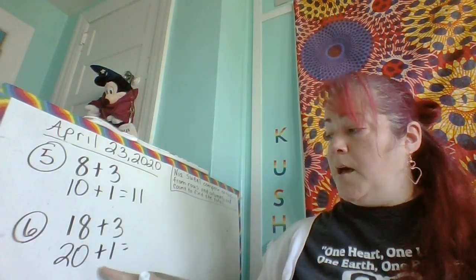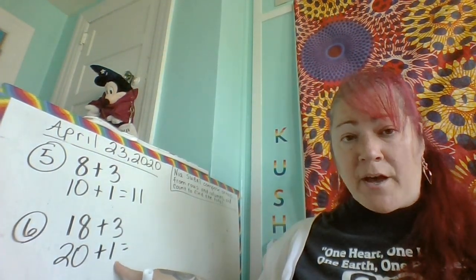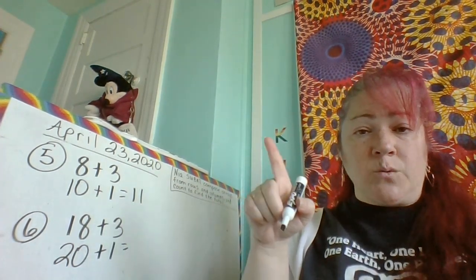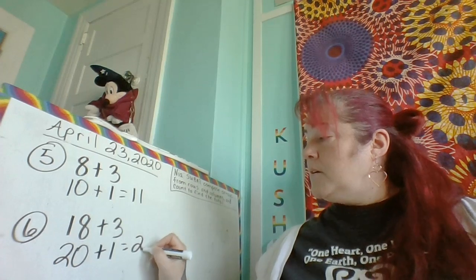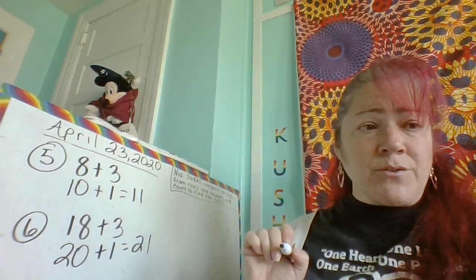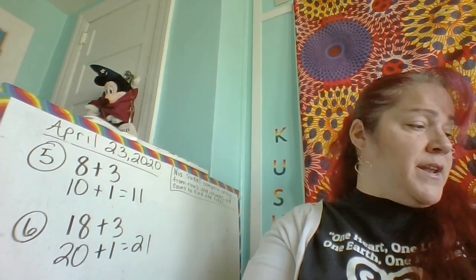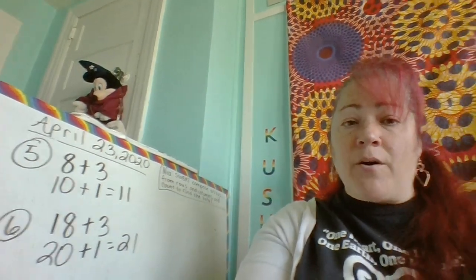So 20 plus 1. Remember, when we're counting by 1, we're just going up to the next number. So 20, 21. Oh, you guys have this. You're doing fantastic.